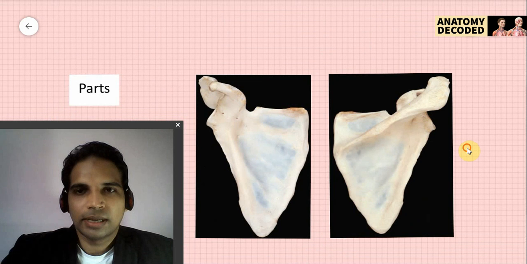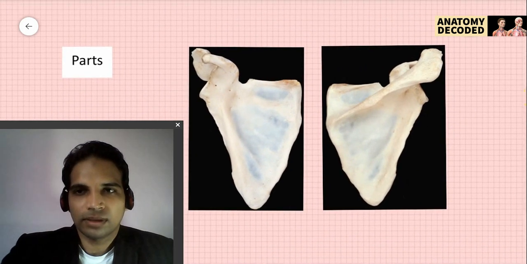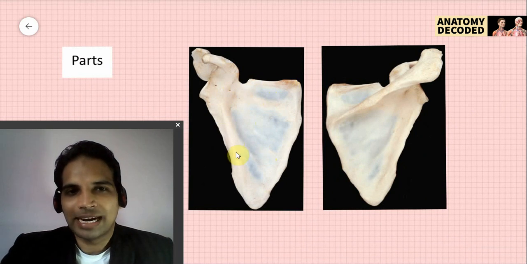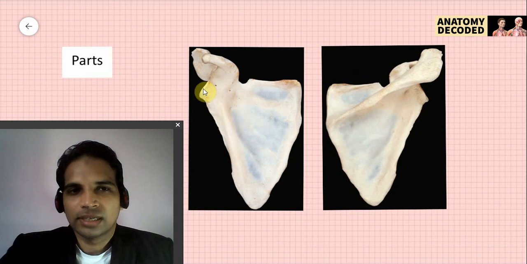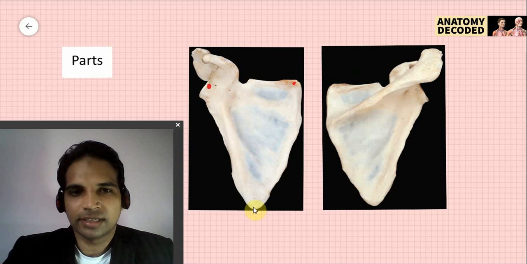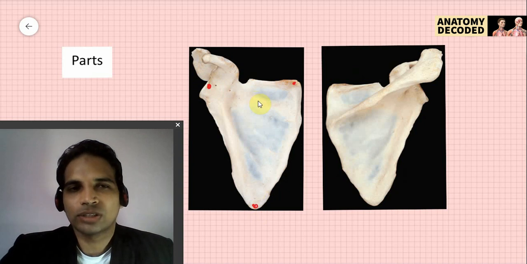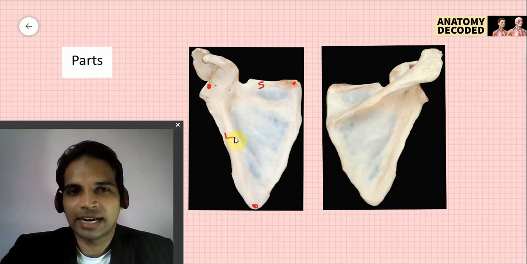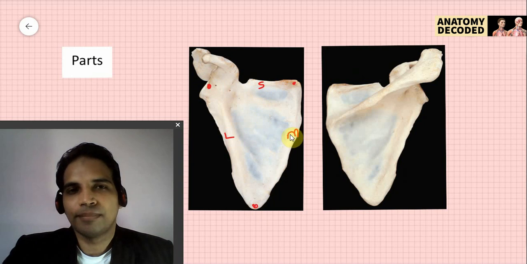Let's move on to the parts of the scapula. Scapula is almost triangular, so it has 3 borders: a superior border, a lateral border, and a medial border. And three angles. Here there is one angle, here there is another, here there is another. Since it is triangular, it has three borders and three angles. This is the superior border of the scapula. This is the lateral border. This is the medial border. This is again the right scapula viewed from the anterior aspect. So these are the three borders: superior border, lateral border, and medial border.